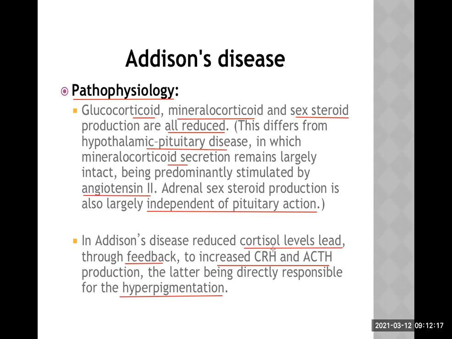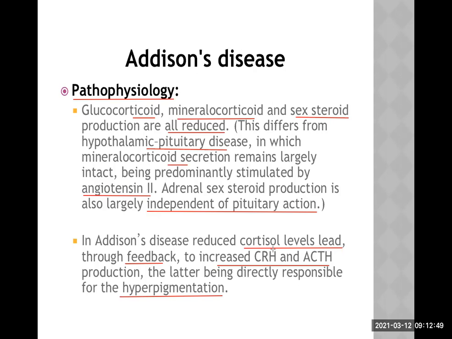Decreased cortisol gives poor negative feedback. That means more ACTH and more CRH is coming from above, meaning the hypothalamus and pituitary. Very clear. So during investigation, this point we have to prove. We have to measure cortisol, number one, and we have to measure ACTH, number two. This is how we confirm it.